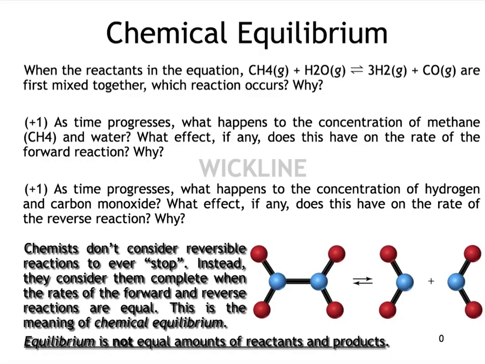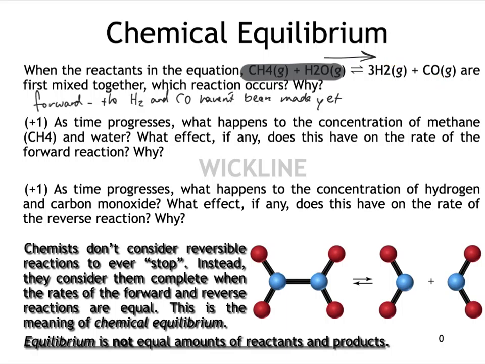Now, let's go through this slide. This is going to be mostly a thought experiment. When we first mix these two highlighted reactants together, the only reaction that could possibly occur is the forward reaction. The reason I say that is because for the reverse reaction to occur, you have to have these two things present to make these. So these two things aren't actually present until they've been made by the forward reaction.